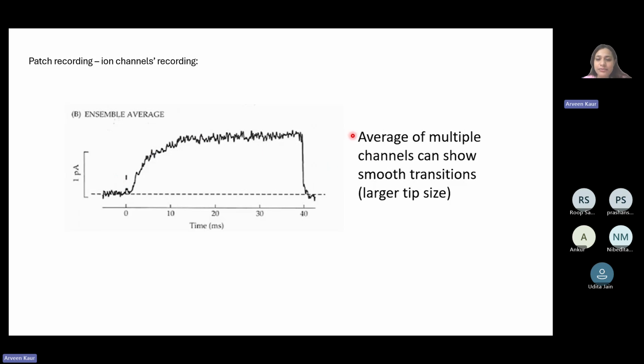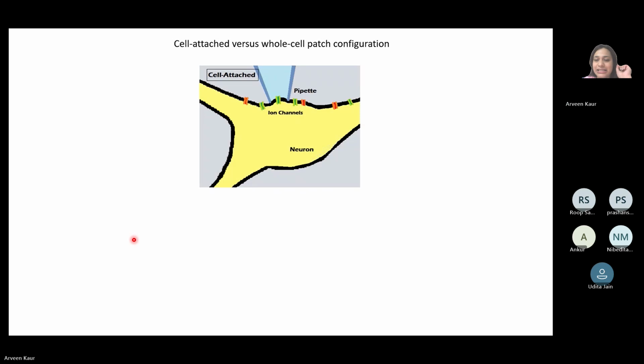Because sometimes we can take an average of multiple channels, even in these patch recordings, right? The average of multiple channels can show smooth transitions and larger tip size like this, right? But if it is a single channel, you will always see either that line or this line, right? This kind of transition will be missing. If this kind of transition is present, then it is safe to say that multiple channels are being recorded over here. It is not a single channel recording, right?